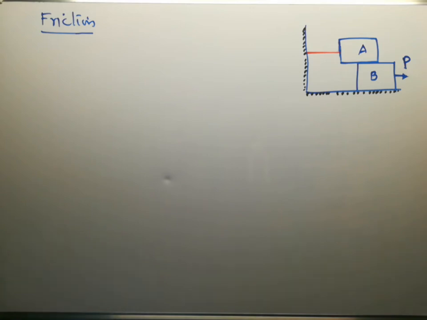When a body is resting on a surface and we apply a force on the body, there will be a resisting force in the opposite direction of the tendency of motion or motion of the body. That force is called frictional force.